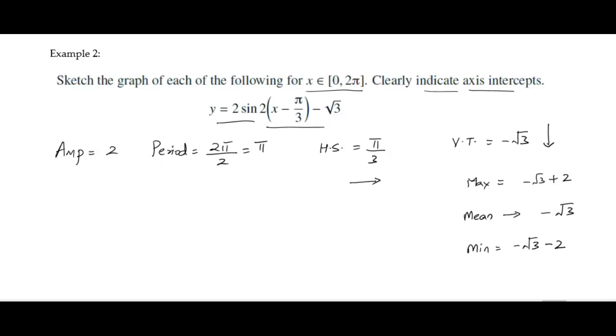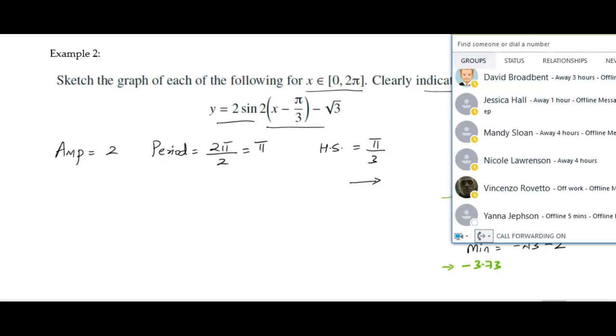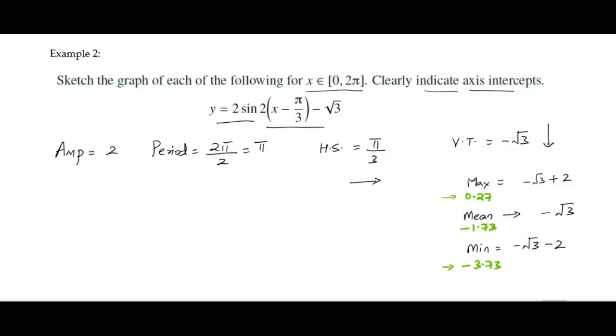And again, like we did with the previous example, we're going to work out the approximate values. This is going to be minus 1.73. Then we've got minus 1.73 plus 2, giving us a positive 0.27, and a minimum value of minus 3.73. Again, we have a value one above the x-axis and one below the x-axis, which means we are definitely going to have some x-intercepts in this particular scenario. So let's quickly move on to finding the x and y intercepts to start with.